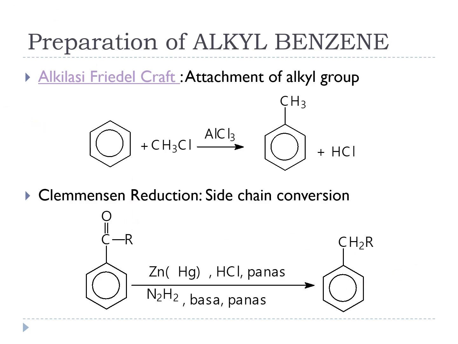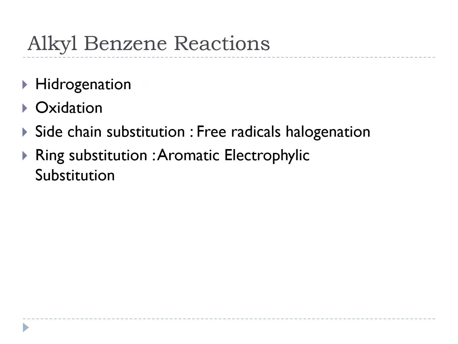Okay, next we are going to study some alkyl benzene reactions. There are four basic alkyl benzene reactions. The first one is hydrogenation, the second one is oxidation, then the side chain substitution or free radical halogenation, and the ring substitution or aromatic electrophilic substitution. Okay, now we start with the first reaction. It is hydrogenation.